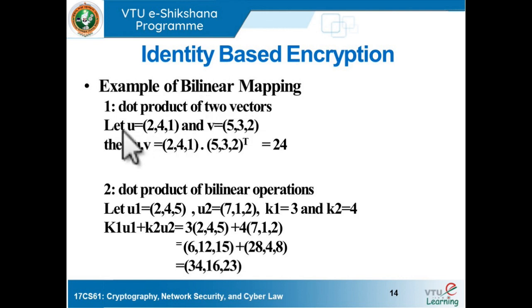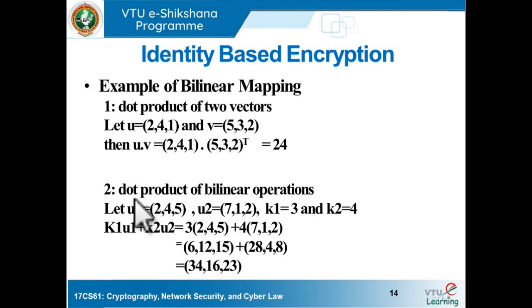Here we have two vectors u and v. U has three elements: 2, 4 and 1. V has 5, 3 and 2. The dot product of u and v will be 2, 4, 1 dot the transpose of 5, 3, 2, which will give us 24. So 2 fives are 10, 4 threes are 12, plus 2 ones are 2. So 10 plus 12 plus 2 will give us 24. This is how the dot product is calculated.